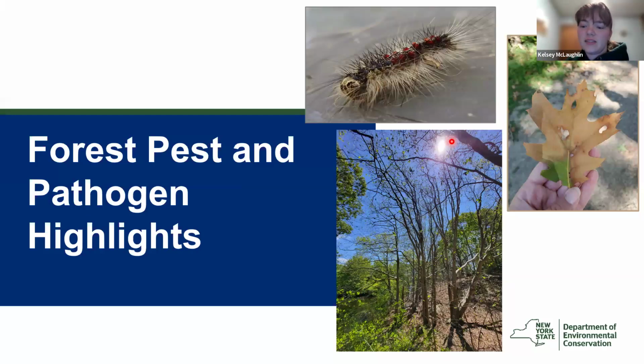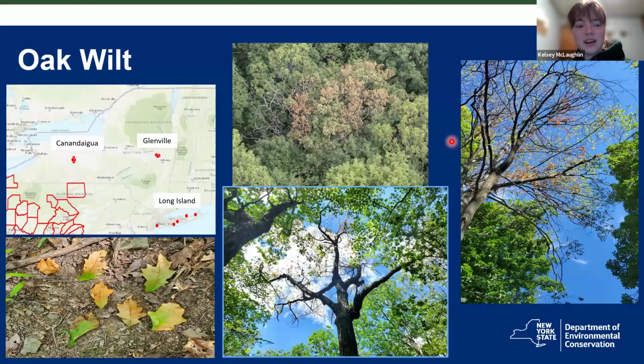To forest pest and pathogen highlights. And I think the first two we're going to do are oak wilt and beech leaf disease. Yep, here we are. So oak wilt is a fungal pathogen. It's a fungus disease of oaks. All species of oaks can be affected, but red oaks, these ones with the pointy leaf tips, are the ones that kind of get it the worst.